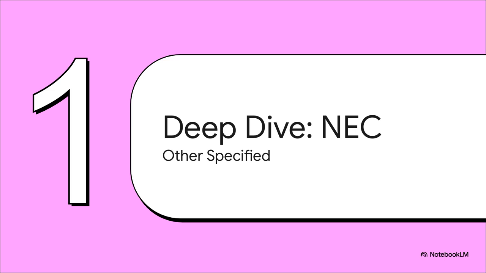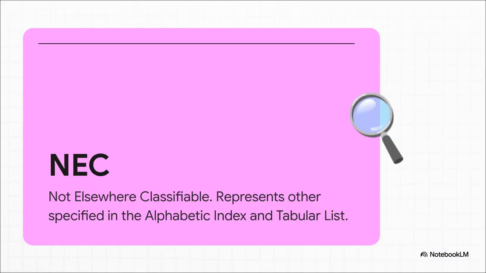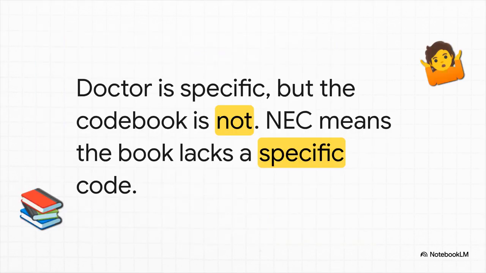Let's start with our first major abbreviation, NEC, and see exactly how the official guidelines define it. So, section I.A.6 of the CMS guidelines tells us that NEC stands for Not Elsewhere Classifiable. Whether you're in the alphabetic index or the tabular list, NEC essentially means Other Specified. Basically, if a highly specific code just isn't available for a condition yet, NEC directs you to use an Other Specified code instead. Here's the absolute easiest way to remember this.